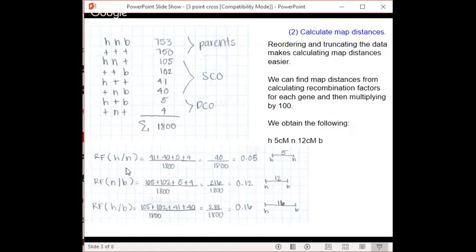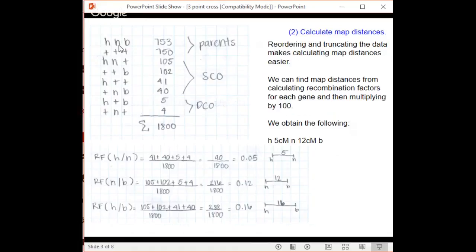Like if we wanted, all we do is really calculate the recombination frequency, and then if we multiply that by 100, that gives us our map distance in centimorgans. So on the bottom here, we need to have our total number of progeny. And then it just depends on what we're calculating. So this one, I'm calculating the distance between H and N. So I go up here and I find the ones that are recombined.